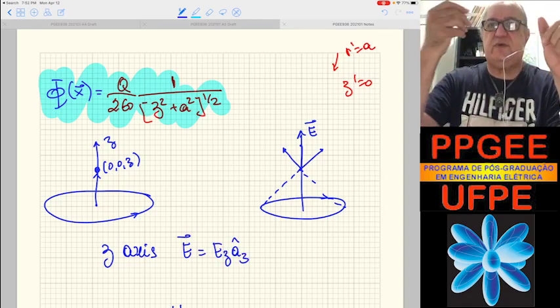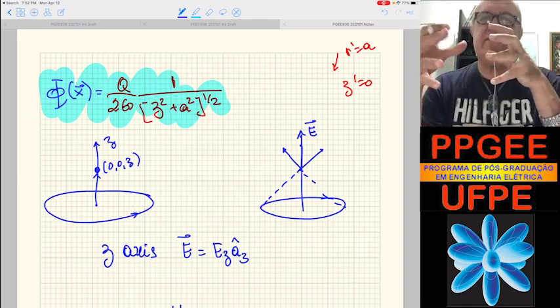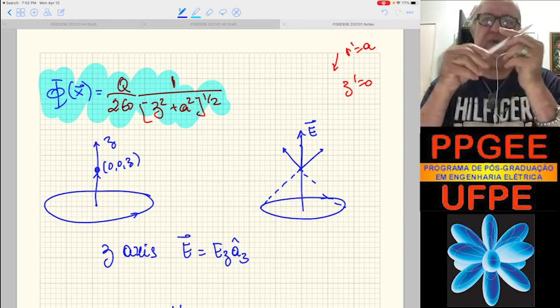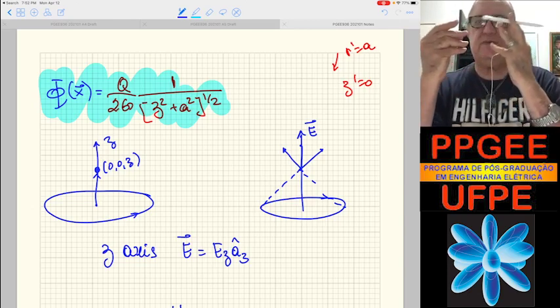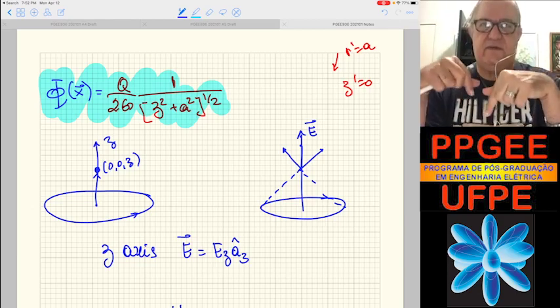We could have a field that's orthogonal to the z-axis, for instance, depending on the distribution. We might have charges that are separated, positive on one side, negative on the other side, and could have a resulting field that is orthogonal to the z-axis. That's not the case here. So we know that the E field is along the z-axis.